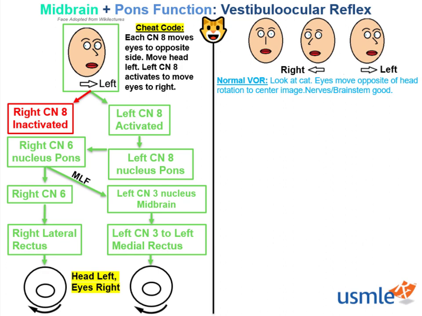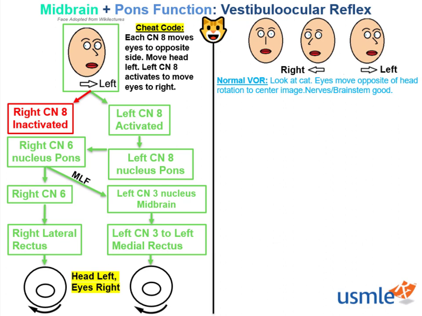This complex neural pathway shows the true value of the cheat code. Just know that each cranial nerve 8 turns the eyes to the opposite side. If the right cranial nerve 8 becomes activated, the eyes should move to the left. If the left cranial nerve 8 becomes activated, the eyes should move to the right. Just use that simple opposite rule.